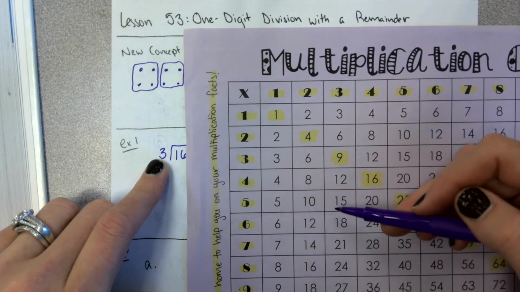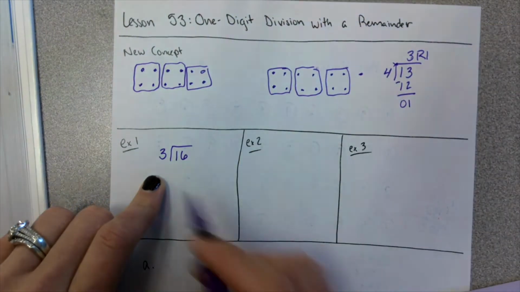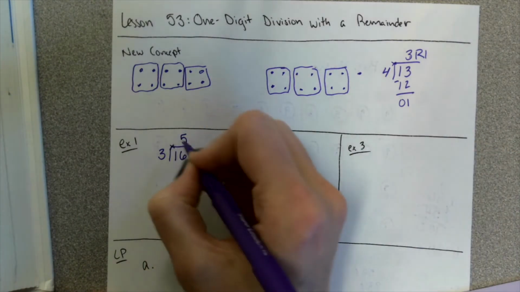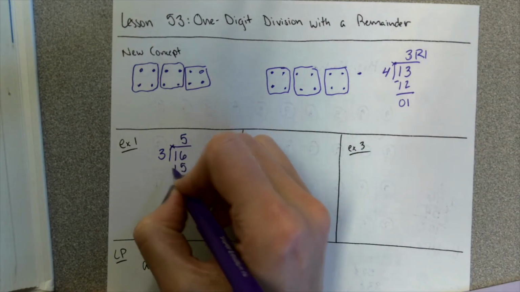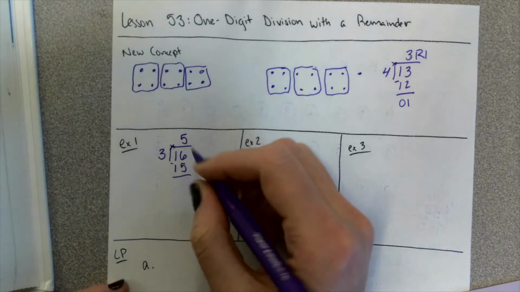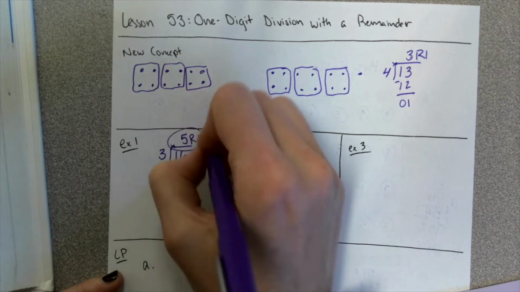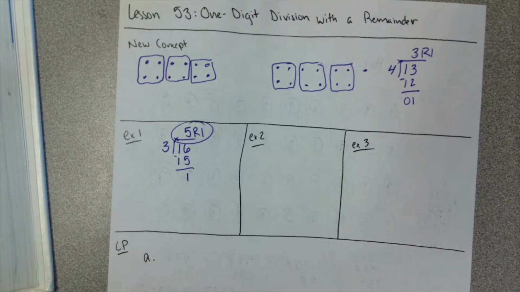So 5 times 3 equals 15. So 3 can go in there 5 times. Then I'm going to multiply. 5 times 3 is 15. When I subtract, 16 minus 15 is 1. So that's my remainder. So I get 5, remainder 1.